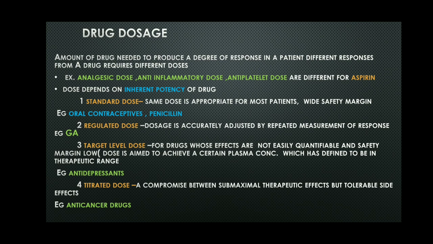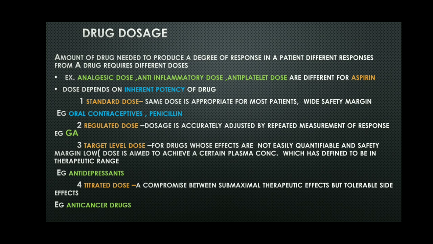Now the target level dose. Now these are for drugs whose effects are not easily quantifiable and whose safety margin is low. Okay, now those drugs जहाँ पे आप क्वान्टिफाई नहीं कर सकते कि उसका रिस्पॉन्स कम आ रहा है, ज़्यादा आ रहा है, कैसा आ रहा है, और उसकी सेफ्टी मार्जिन भी लो है, दैट मीन्स एडवर्स इफेक्ट्स कैन बी प्रोड्यूस्ड अगर आप उसका डोज कम ज़्यादा करोगे. So what will we do in that case?